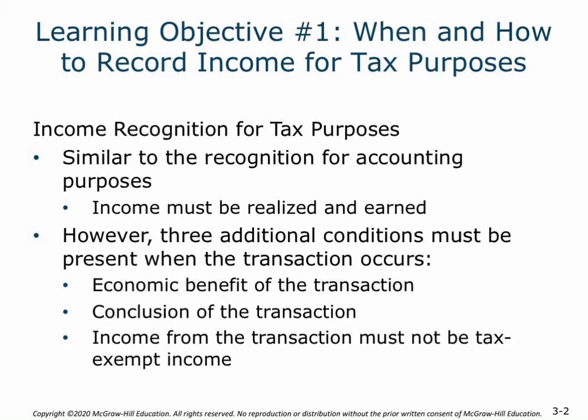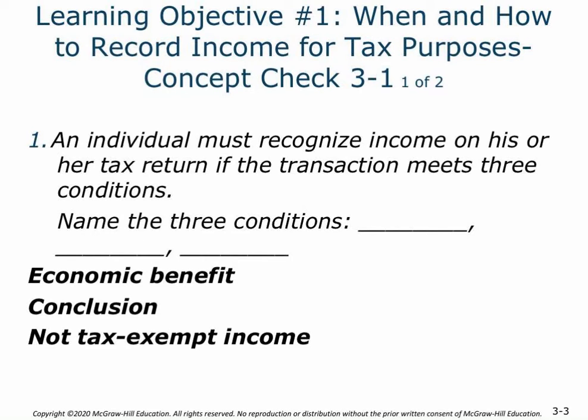And we've got a concept check that's going to directly relate to this. First one here says an individual must recognize income on his or her tax return if the transaction meets 3 conditions. Name those 3 conditions. There needs to be an economic benefit. The transaction needs to have come to a conclusion, and it cannot be tax-exempt income. And later in the slide deck, we'll get a little bit more information on that.